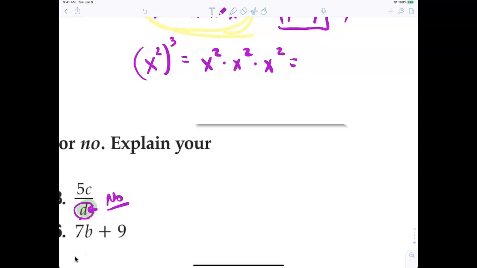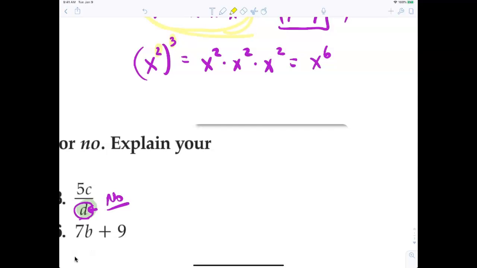Now, what is x squared times x squared times x squared? X to the 6th. Now, why is that important? Because you just discovered a new rule. Power to power. What do I do? Multiply them together. That's exactly right. Power to power, you multiply them together. All right? Those are the 2 new rules for today.